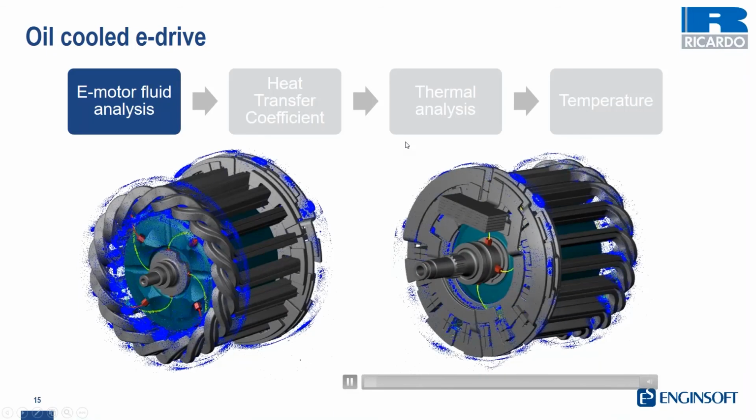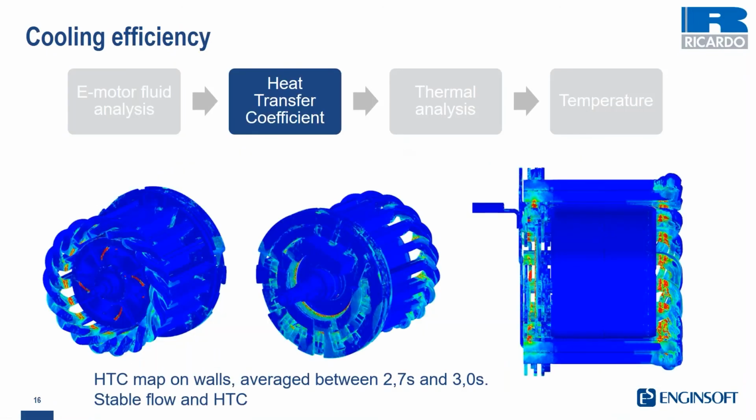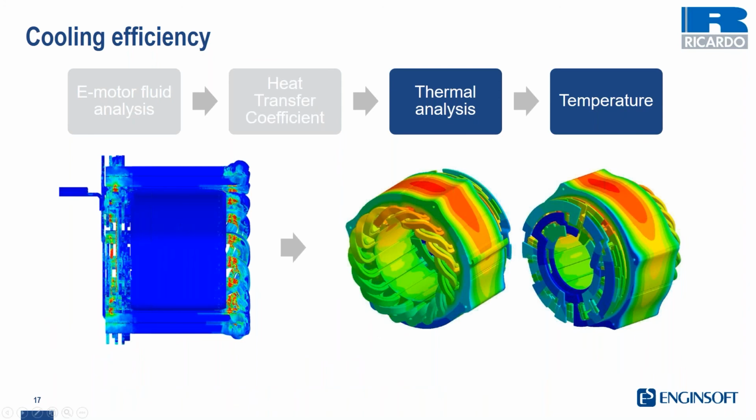What we do then is to map the heat transfer coefficient distribution on the surfaces, on the walls of the e-motor. This is the map, the averaged map between 2.7 and 3 seconds. So the oil tends to stabilize in 3, 3-4 seconds. When we have a stable flow and HTC, we stop the simulation, we map, and then we transfer to the thermal analysis that is done with an FEA solver that predicts the temperature.